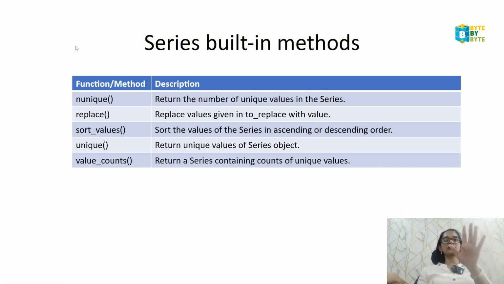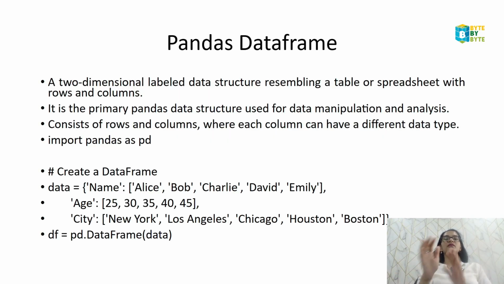So this was your set built-in methods. Now let's get started with the most important second data structure from pandas, the pandas DataFrame. A pandas DataFrame is a two-dimensional labeled data structure resembling a table or spreadsheet, something which has rows and column representation. That is called a pandas DataFrame.